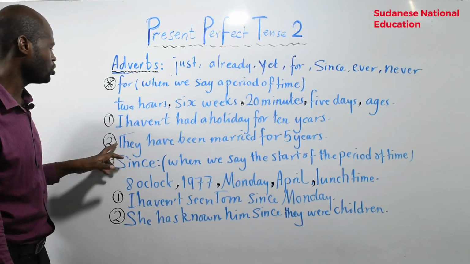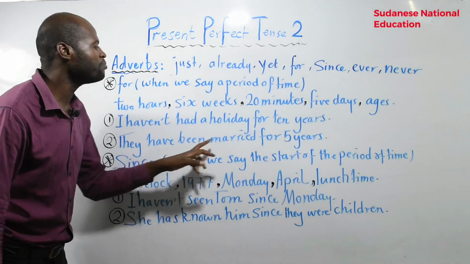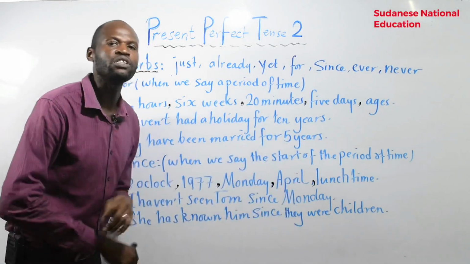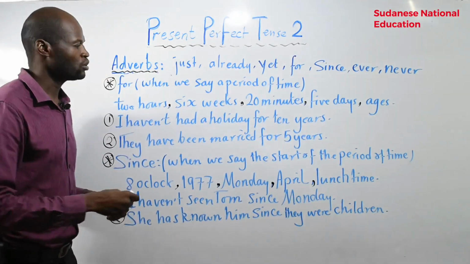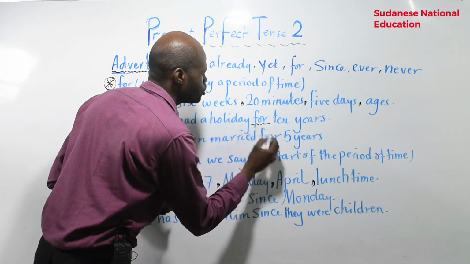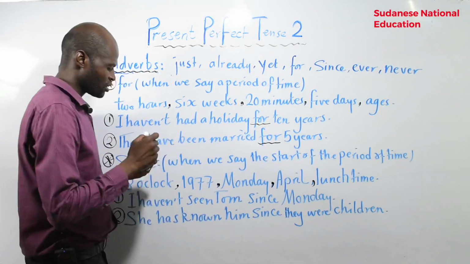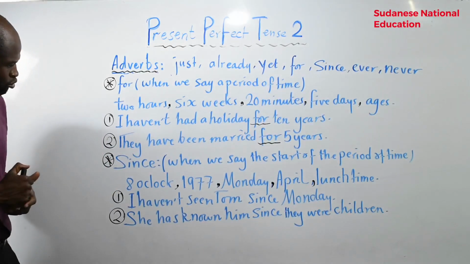Number two, they have been married for 5 years. For 5 years. So here, this shows the whole period of time from now to the past.